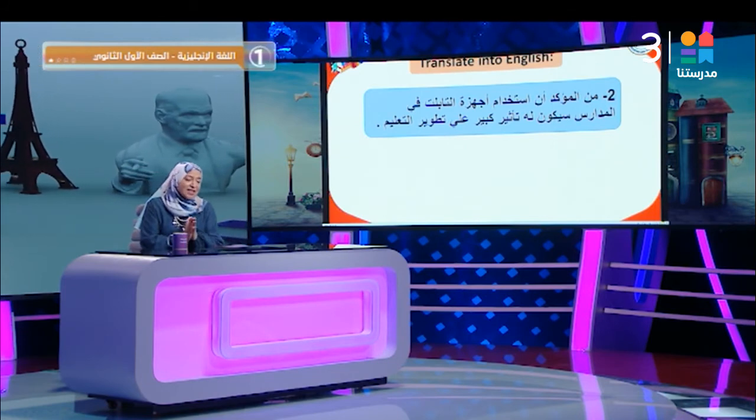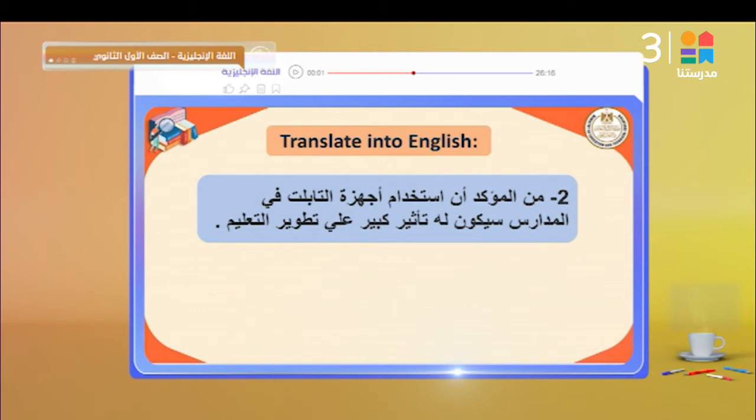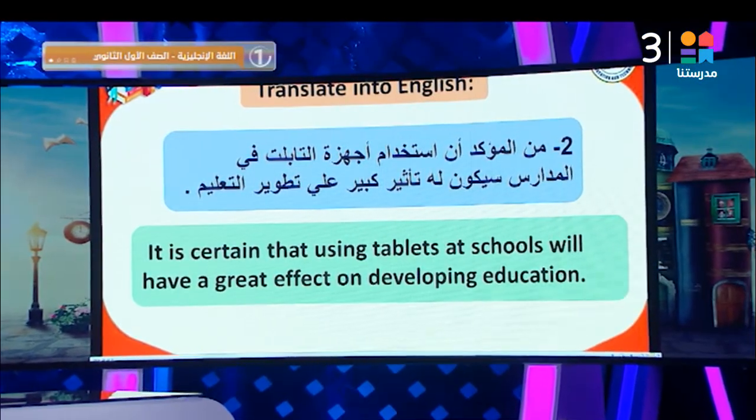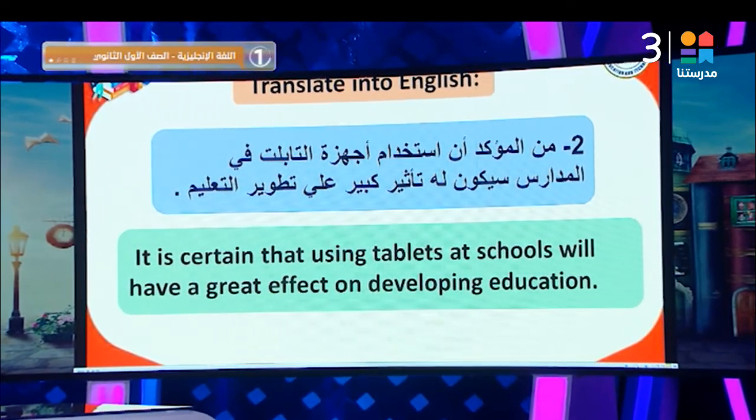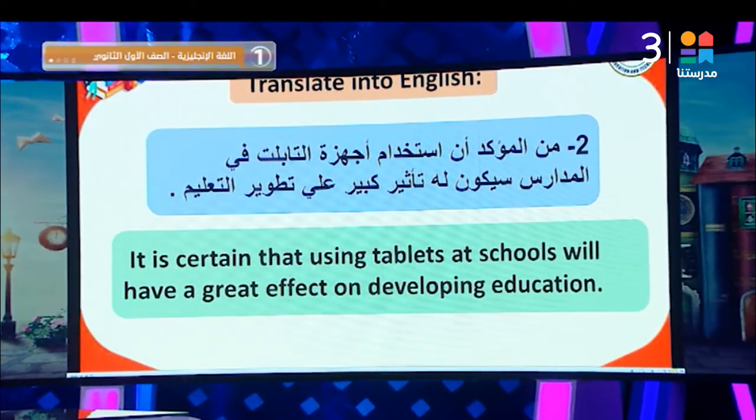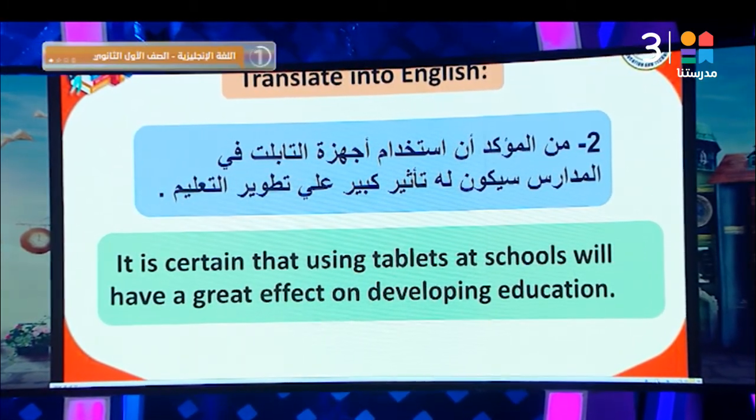فمن المؤكد أن استخدام أجهزة التابلت using tablets، طبعا كلنا عارفين بنقول using tablets at school will have تأثير كبير. قلنا كلمة إيه؟ تأثير، أيوة effect، أو ممكن أقول كمان impact, a great effect or a great impact in developing education. Let's see the answer here. It's certain. أنا كان ممكن أقول definitely، كان ممكن أقول surely. It's certain that using tablets at school will have a great effect. شايفين كلمة effect بنقولها بحرف الإي، a great effect on developing education.